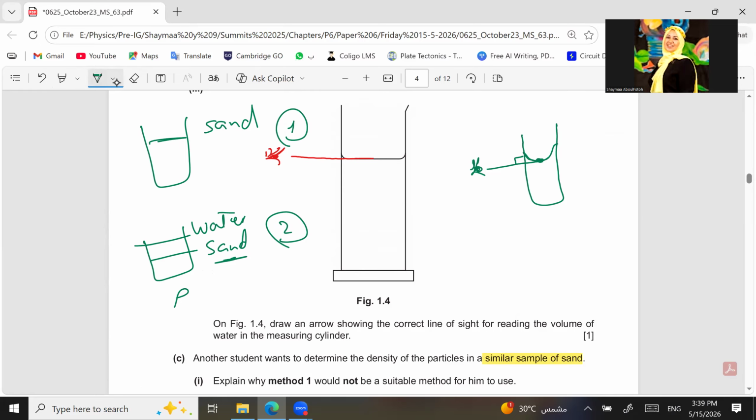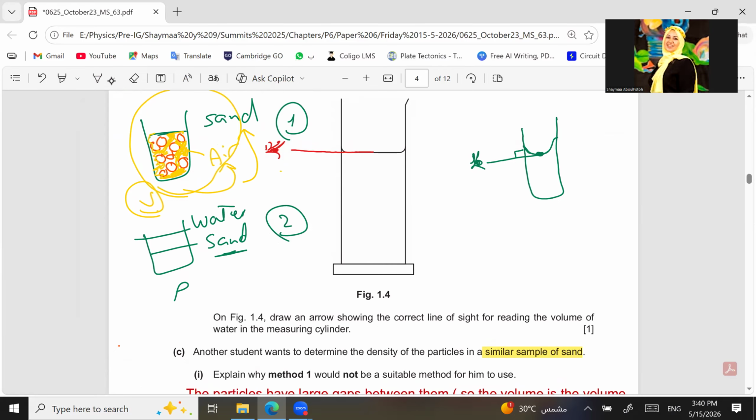Now, in the sand particles, try to imagine with me that I have the sand particles. Between the sand particles, we have what? We have air between them, because we have gaps, as you know. All these gaps are filled with air. So I have sand and air. So now the total volume will be the volume of the air and the volume of the sand, not the sand only. Now, what about the second one?